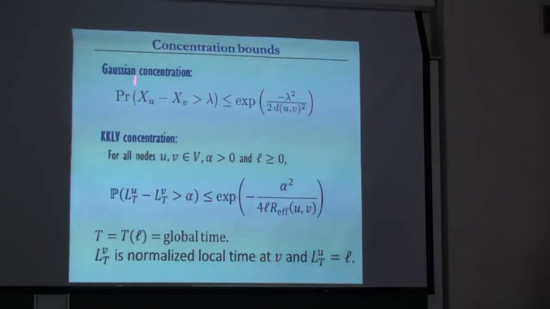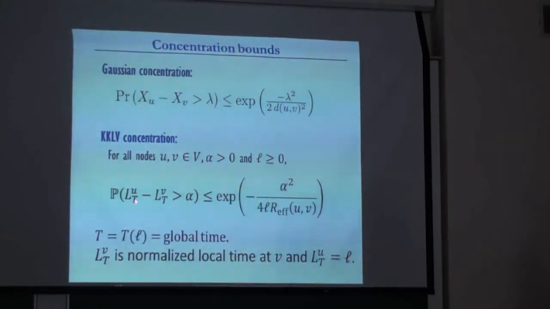So remember the Gaussian concentration bound. Now, Kahn, Kim, Lovász, and Wu, to prove their estimate, also had as a first step a concentration bound, which looks very similar. They didn't notice the connection. Now, what is their bound? They look at the local time at u minus the local time at v. The probability that this is bigger than alpha has this bound.